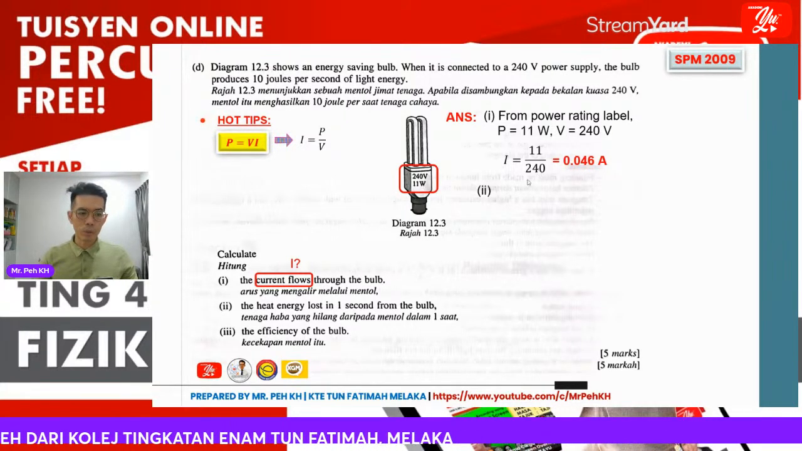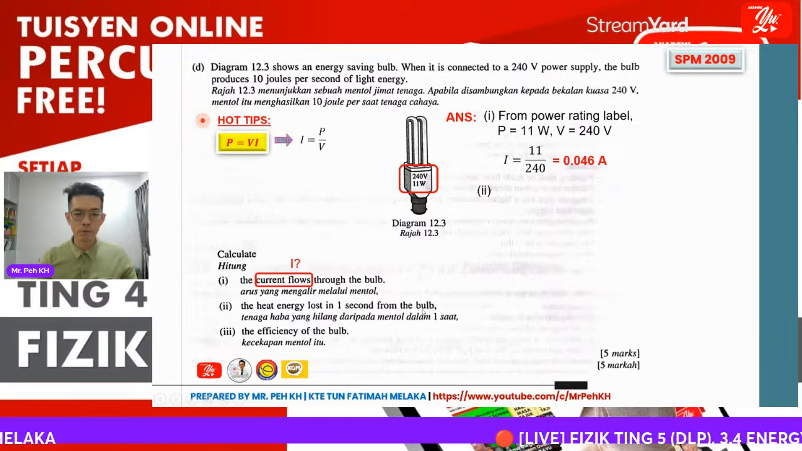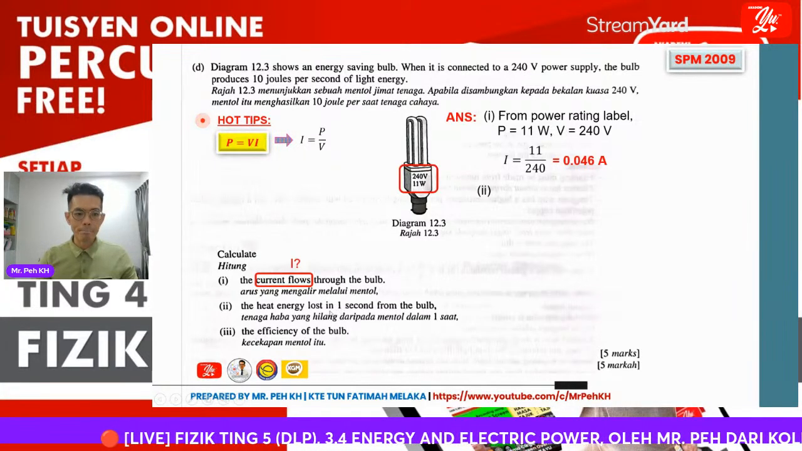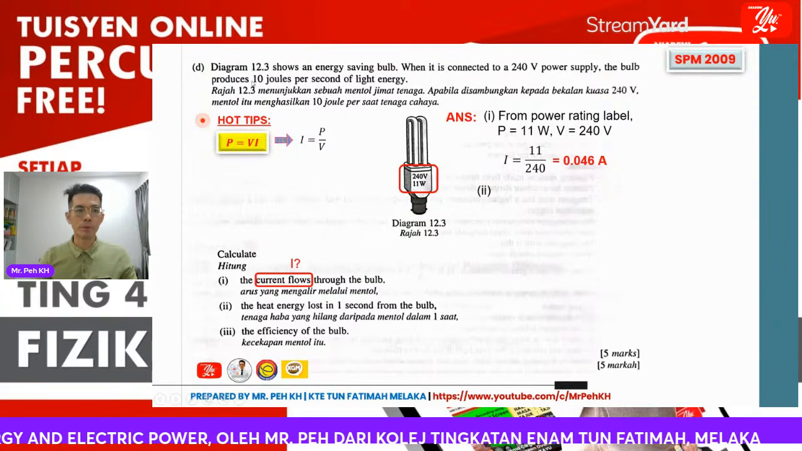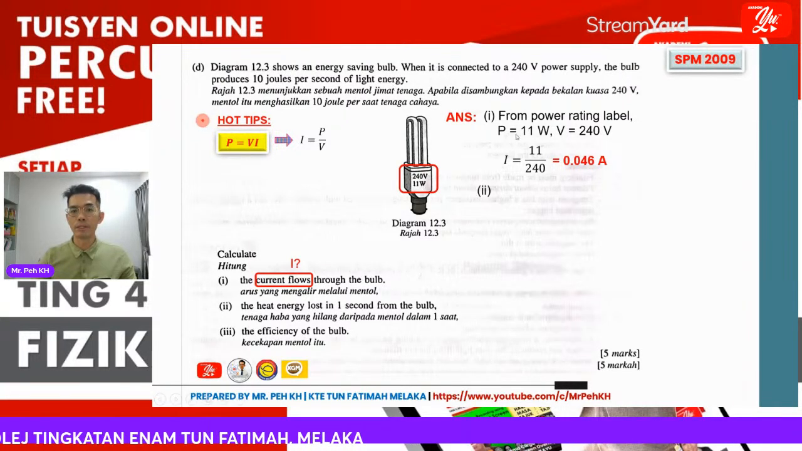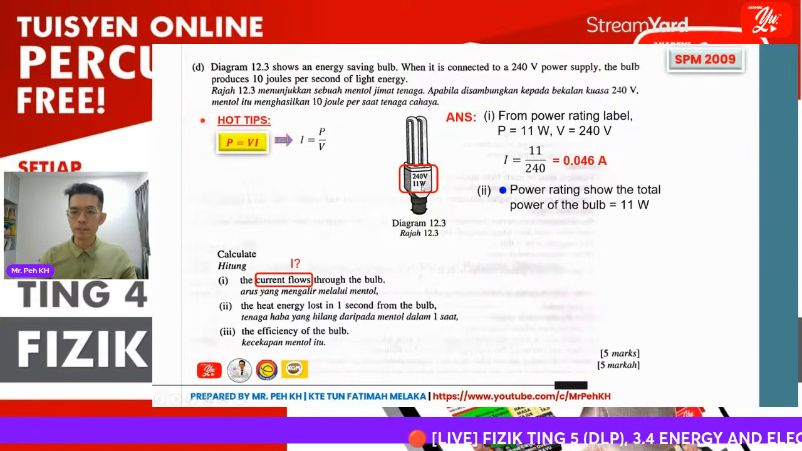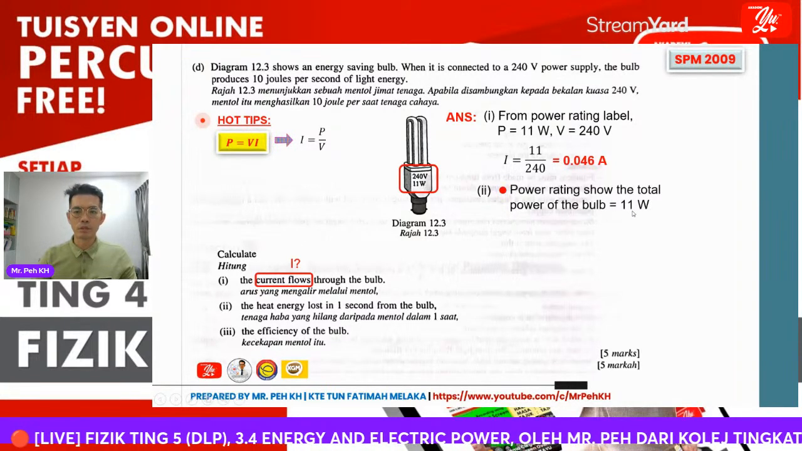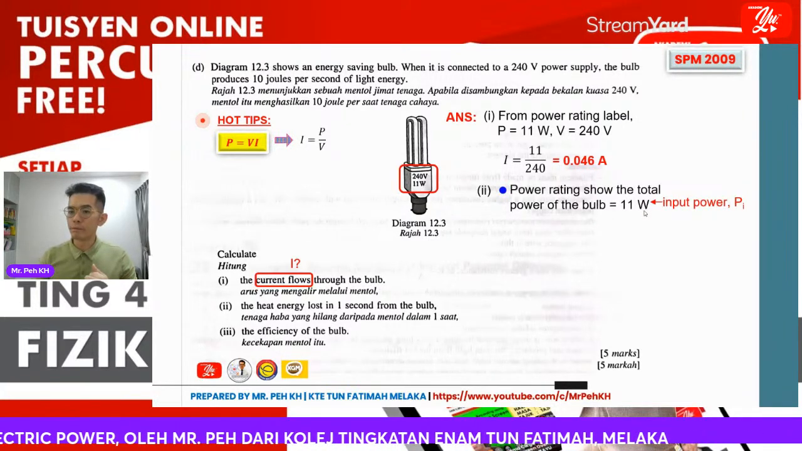Okay, then the second question asks about the heat energy loss in 1 second for the bulb. Energy in 1 second means the power, so you have to refer to the power first. The question initially gave us that the bulb produced 10 joule of light energy, so that means there is a loss of power here. Since the power rating given is 11 watt, the power rating shows the total power of the bulb is actually 11 watts. This is an input power.